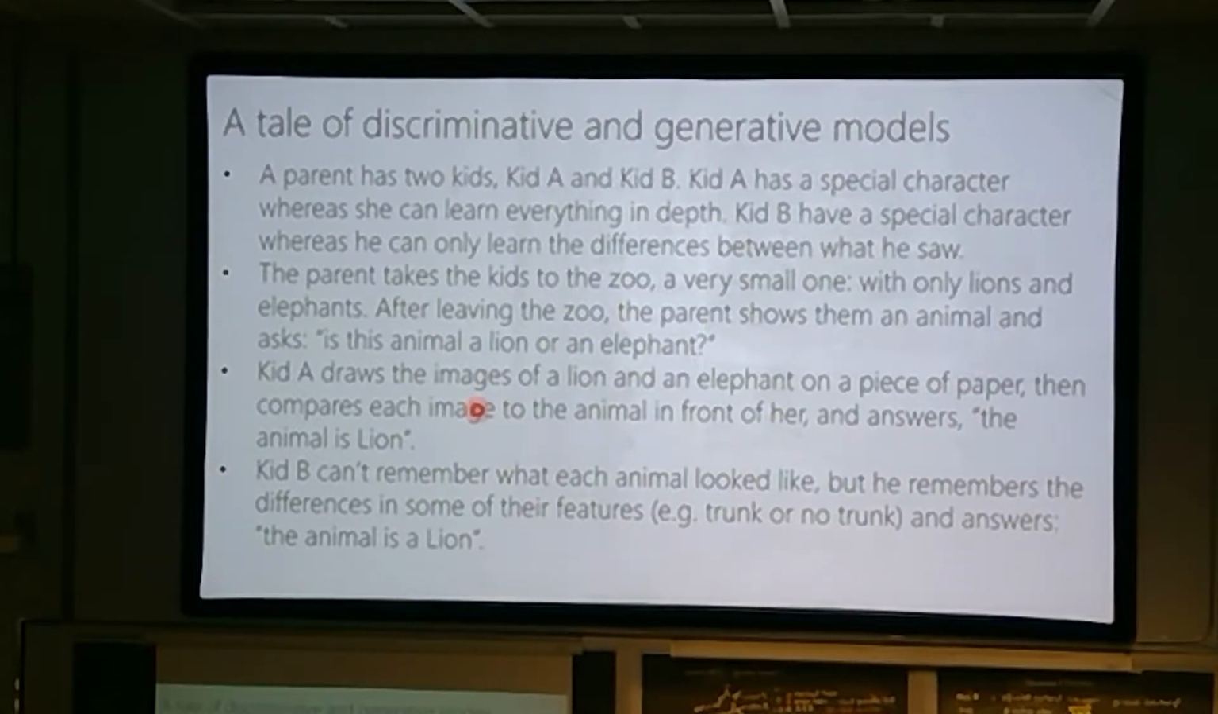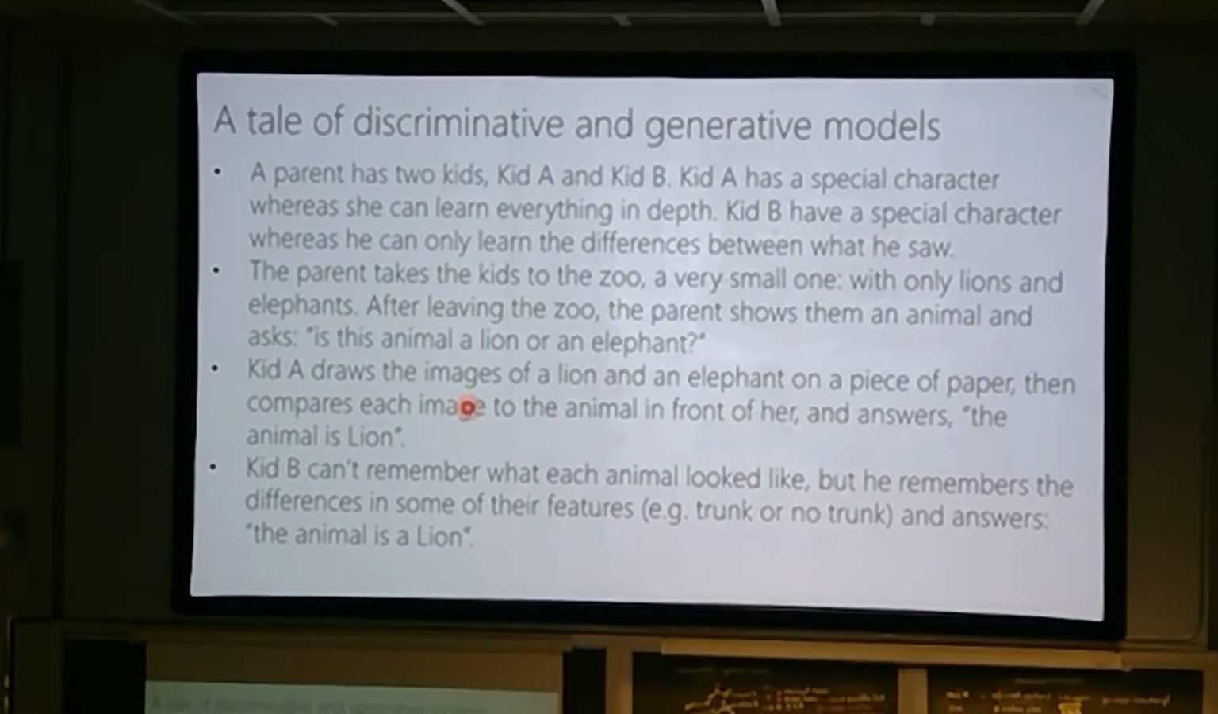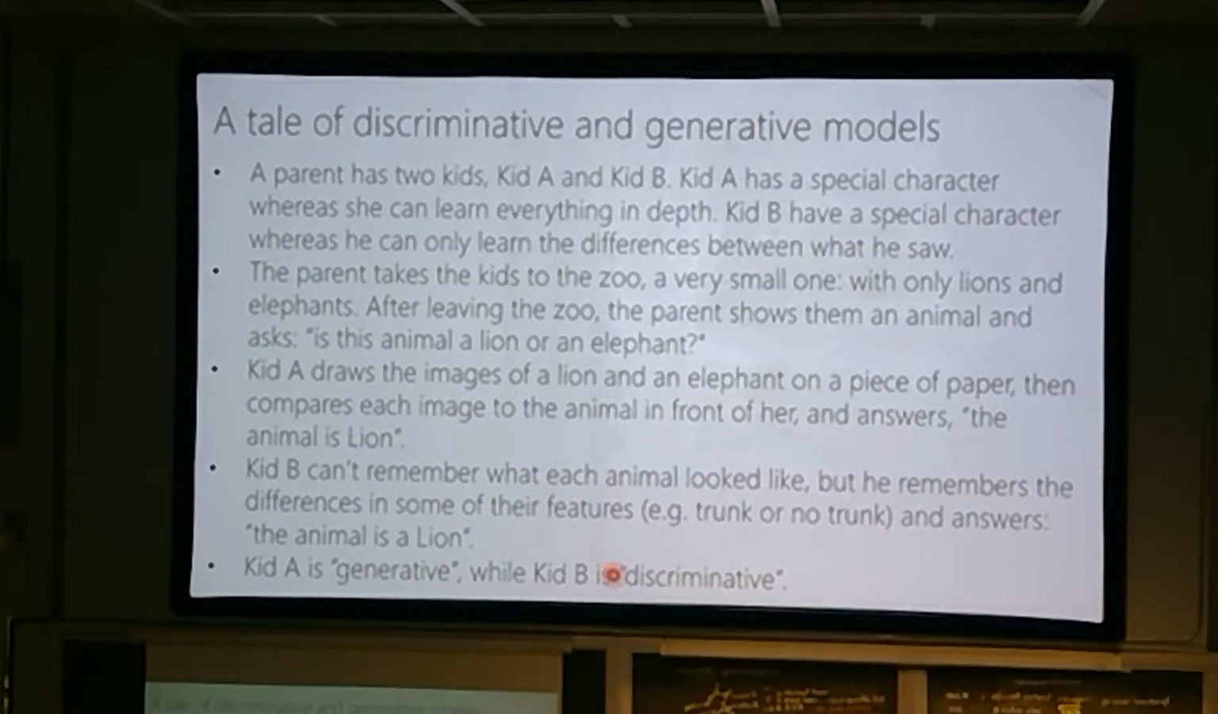And you can imagine you could still answer this question very well, even if you had no idea what a lion looked like in general, right? Maybe you just remember that an elephant has a trunk and the lion didn't, and you don't remember anything else. So now you're just remembering some specific features, and you could never create an entire picture of it. So this is the sort of discriminative view of things. Right, so here, Kid A is generative and Kid B is discriminative.